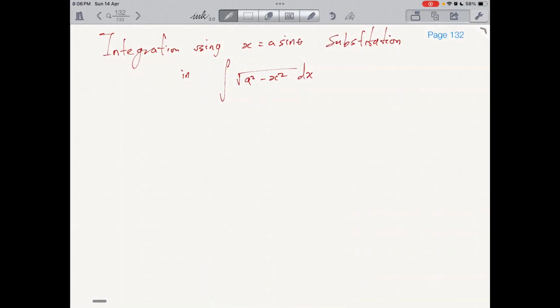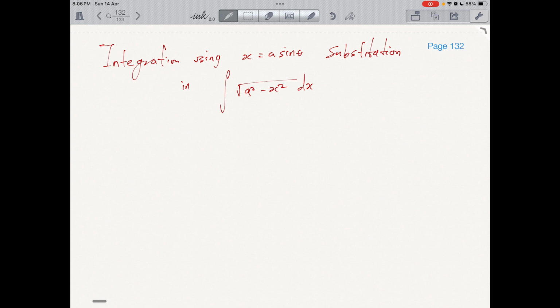A look at how to integrate this format: the integral of the square root of a squared minus x squared with respect to x. We know that x is equal to a sine theta. Now, given that x is equal to a sine theta, dx/d theta is equal to a cos theta, and dx will be equal to a cos theta d theta.